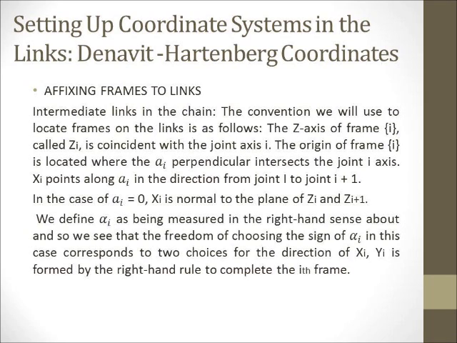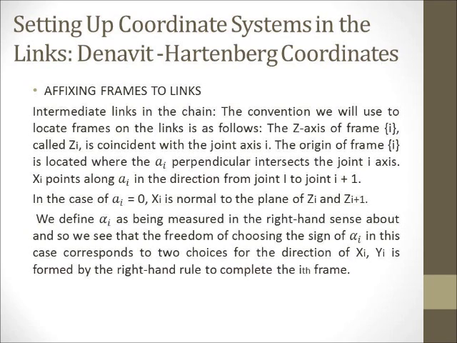Now, how we affix frames to links. For intermediate links in the chain, the convention we will use to locate frames on the links is as follows. The z-axis of frame i, called Zi, is coincident with the joint axis i. The origin of frame i is located where the ai perpendicular intersects the joint i axis. Xi points along ai in the direction from joint i to joint i plus 1.